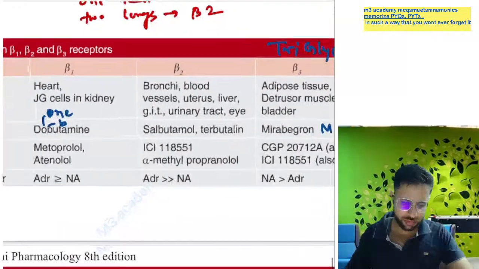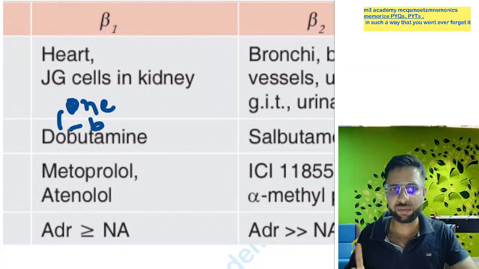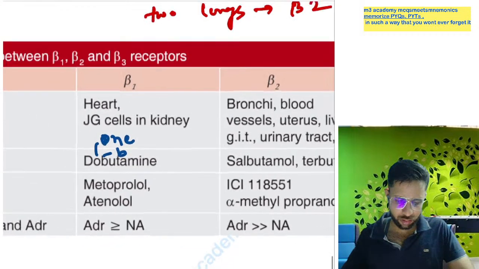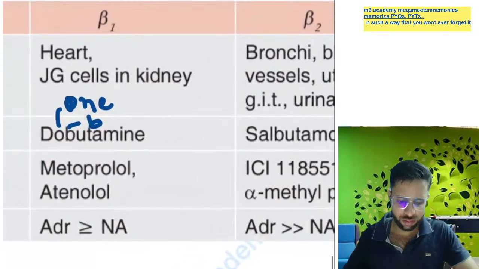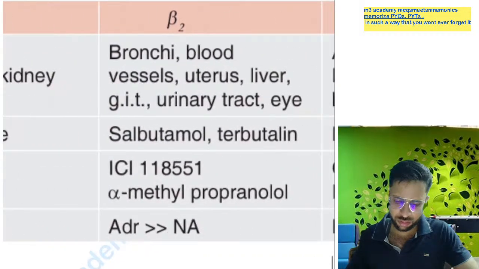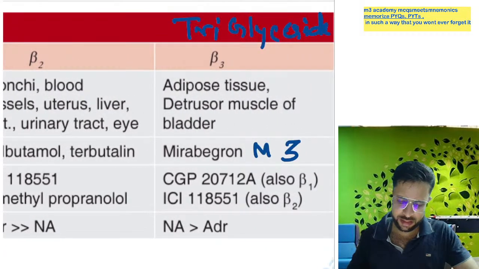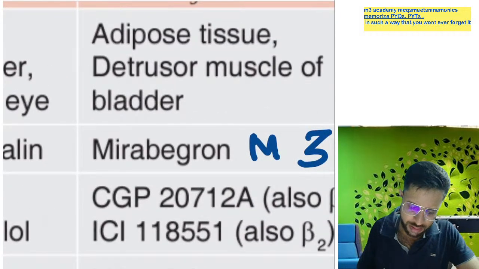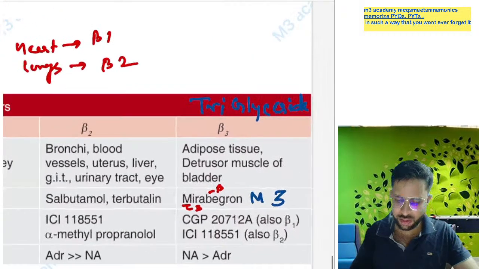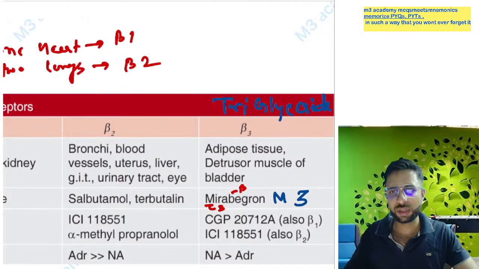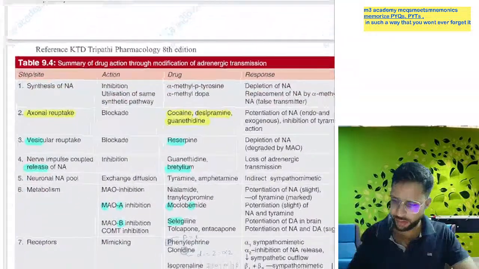Now the agonist of beta 1 is dobutamine. You can say dobutamine has O and B: O for 1, B for beta. So dobutamine is a beta 1 agonist, and the antagonists are beta 1 cardioselective beta blockers, metoprolol and atenolol. Beta 2 agonists are salbutamol and terbutaline, which we already know. And beta 3, we already discussed, mirabegron. This M looks like 3, and beta is B. So beta 3 agonist is used for overactive bladder, and this question was asked previously in NEET PG.